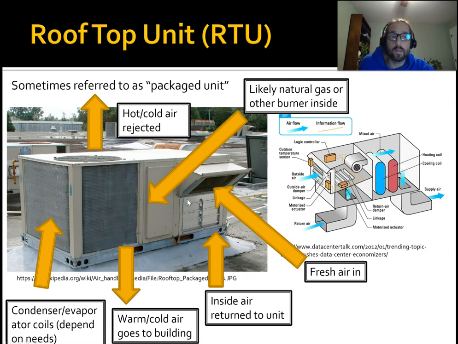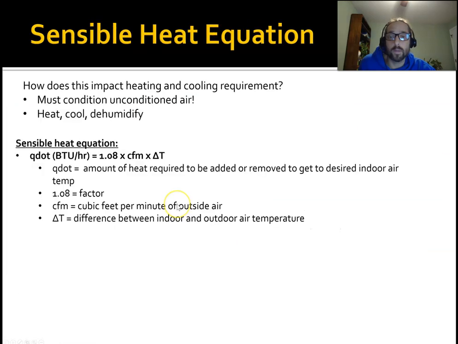So you have an energy penalty, and the energy penalty, so to speak, is given by the sensible heat equation. This was actually in last week's lesson. It's 1.08 times CFM times delta T. So if you want to know how much you need to heat up or cool down, or how much energy you need to add to air to heat it up to a proper temperature, or how much heat you need to remove to drop it down to an appropriate temperature.